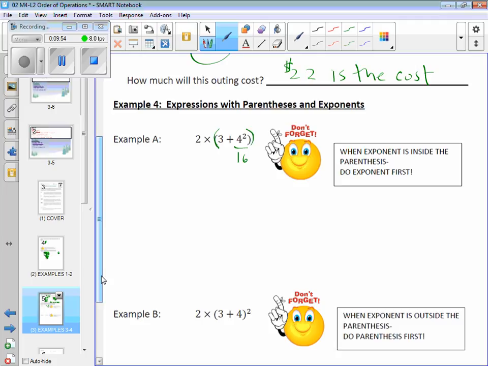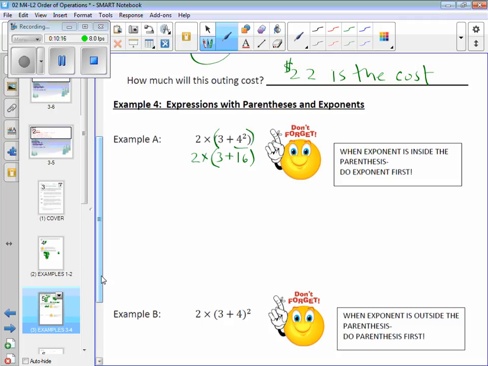Everything gets brought down, including my parentheses, because I haven't negotiated those parentheses away yet. They're still in there. Bring down my plus, bring down my 3, close parentheses. That's all I did was evaluate the exponent within my parentheses. Now what?